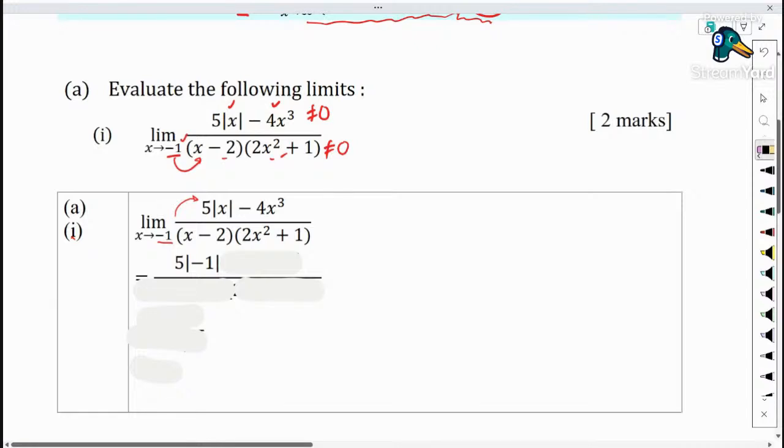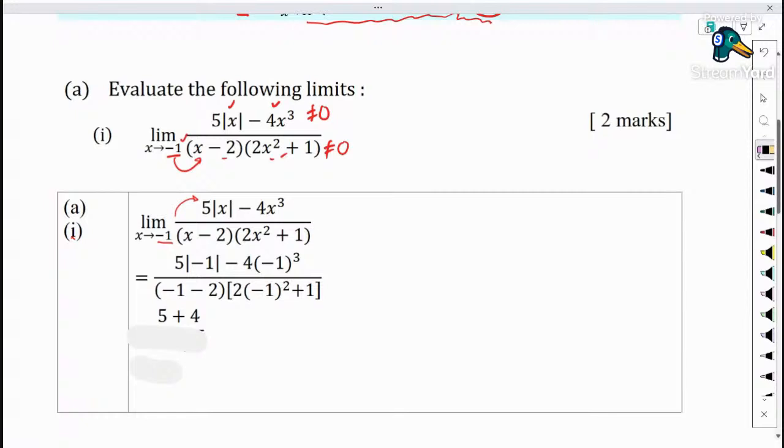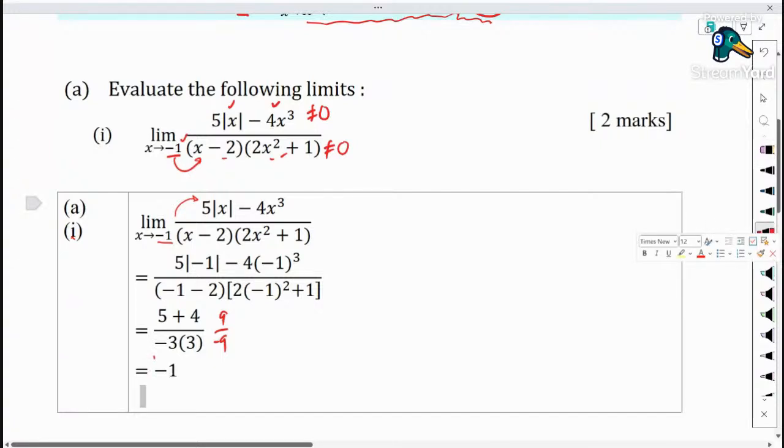We get 5 multiplied by modulus of -1, minus 4 times -1 to the power of 3, divided by -1 minus 2, times 2 times -1 squared plus 1. Then simplify. On top we have 5 plus 4, and at the bottom we have -3 multiplied by 3. So we have 9 over -9, where the answer equals -1. That's it, just direct substitution. 2 marks: substitute, answer, 2 marks.